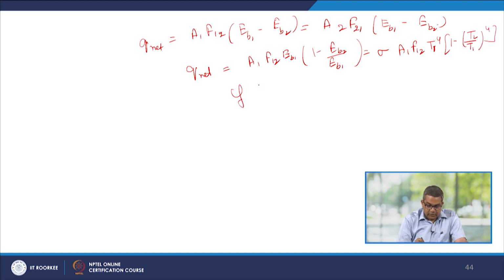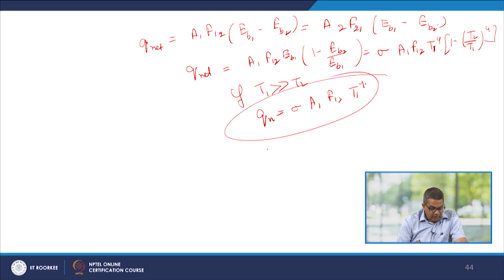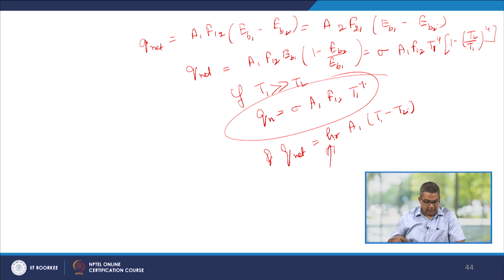Now if T1 is greater than T2, then Q net is equal to small sigma A1 F12 T1 to the power 4. Also it is possible to write the Q net expression in the form Q net is equal to hR A1 (T1 minus T2), where hR is the radiative heat transfer coefficient.